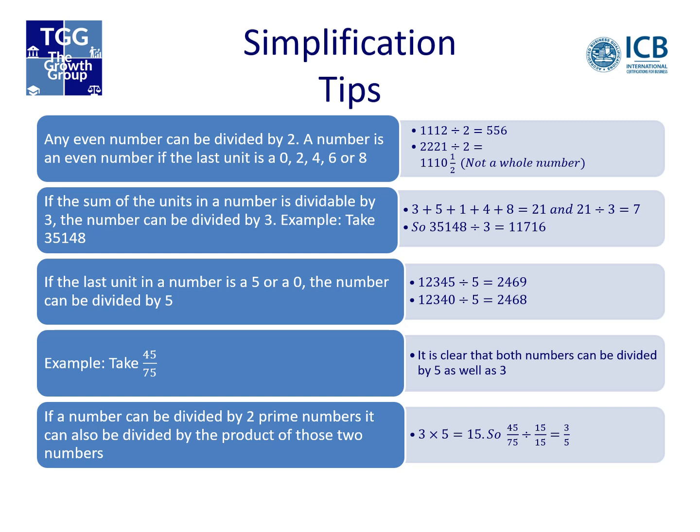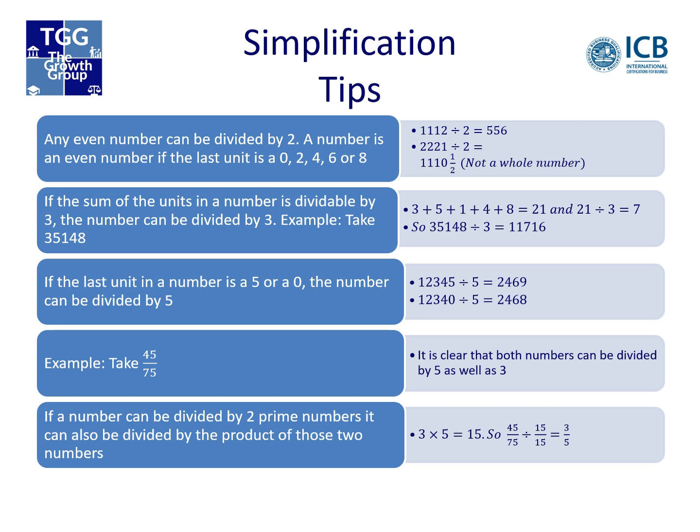But if we have a number like 2221, the last unit in that number is a 1. And so if we divide that by 2, we get 1110 and a half, or another way to write it would be 1110.5, which is not a whole number.